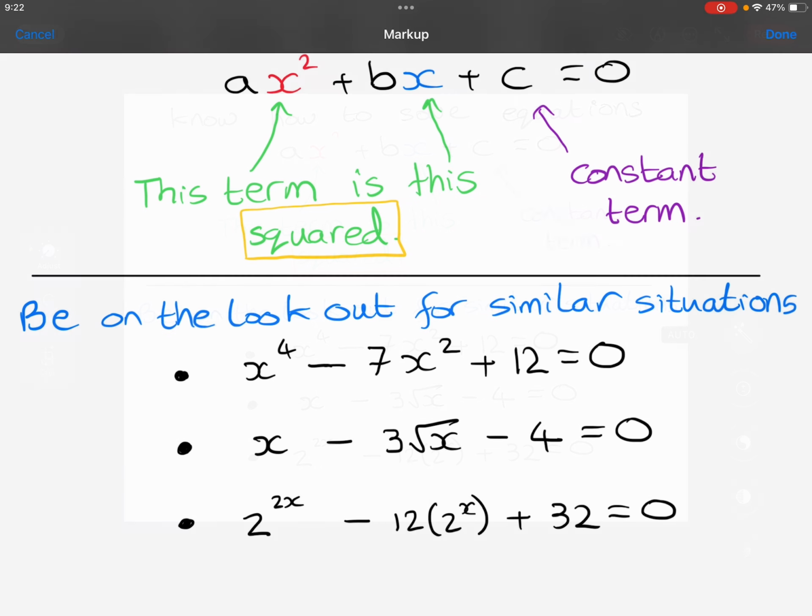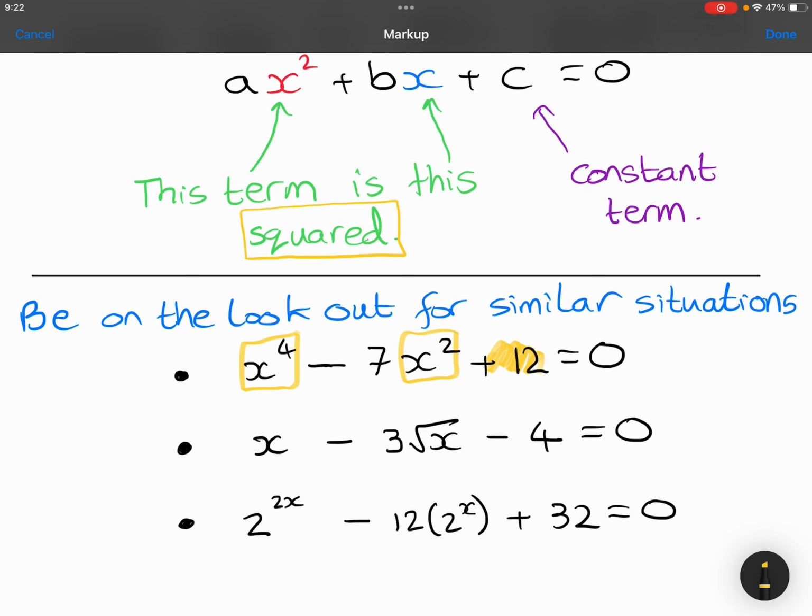Now, we should be on the lookout for similar situations to that. For example, if I've got x to the power 4 minus 7x squared plus 12 equals 0, that is a similar situation because I've got the constant term on the end, and notice that this term is this term squared.